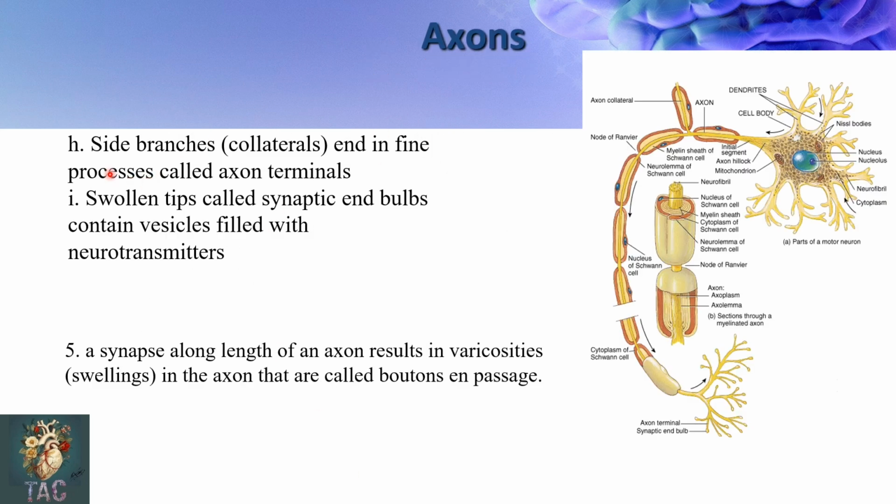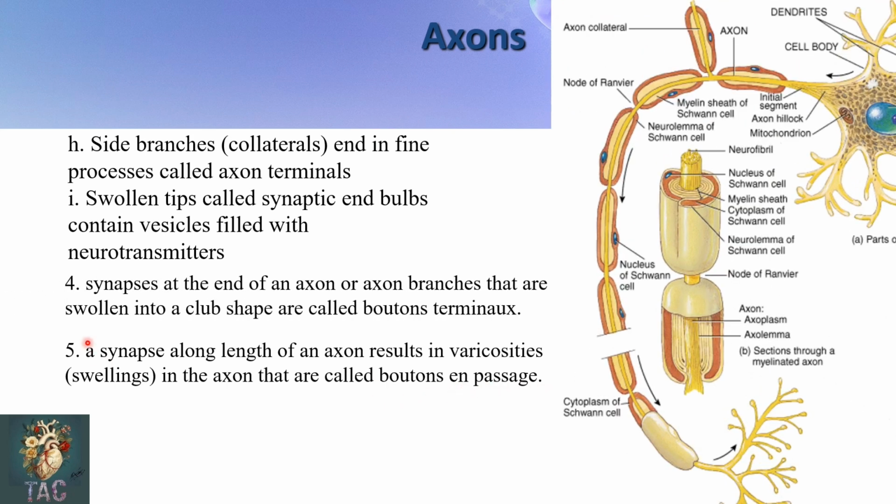So another point is that axons have side branches called collaterals. They end in fine processes called the axon terminals. So this is the collateral branch, and these are the fine processes which are called the axon terminals. They have swollen tips which are called synaptic end bulbs. Here you can see synaptic end bulbs over here, and these synaptic end bulbs contain the vesicles which have the neurotransmitter. So the synapses along the length of the axon result in varicosities or swellings which are called the synaptic end bulbs, and they are called the en passant button.